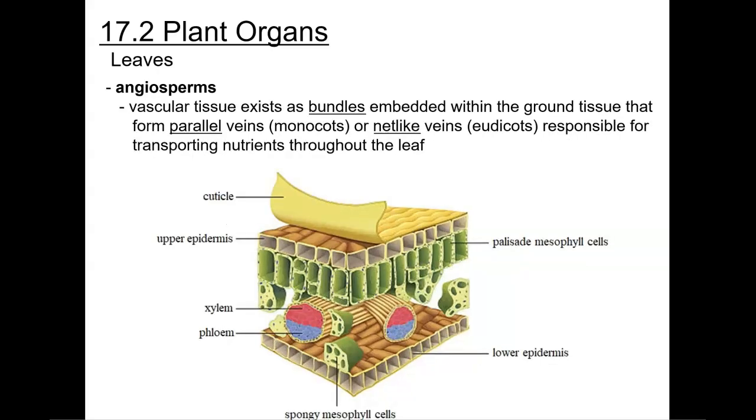Vascular tissue that we see here is going to exist as bundles that are embedded within the ground tissue that form parallel veins in monocots or net-like veins in eudicots. These are going to be responsible for transporting your nutrients throughout the leaf.